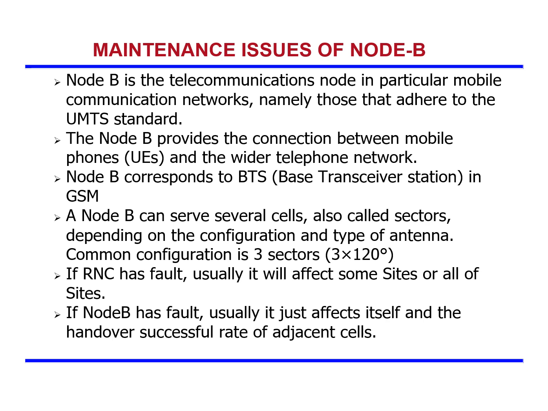A Node B can serve several cells, also called sectors, depending on the configuration and type of antenna. Common configuration is 3-sector. If RNC has a fault, usually it will affect some sites or all the sites. If Node B has a fault, usually it just affects itself and the handover successful rate of adjacent cells.